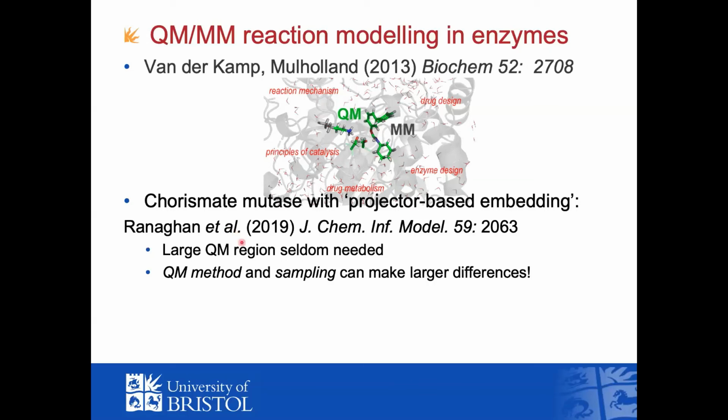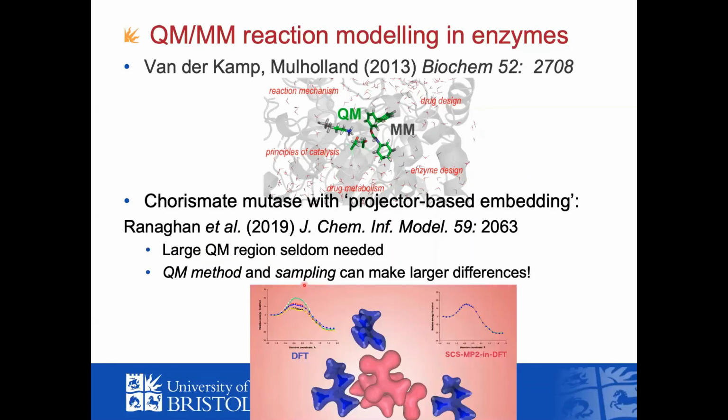But this paper, as well as several other papers that are discussed in this introduction, show that the QM method, as well as very importantly sampling, can in principle make much larger differences than the size of the QM region. So we may really not need to go to very large QM regions, and these other issues here may be more important.